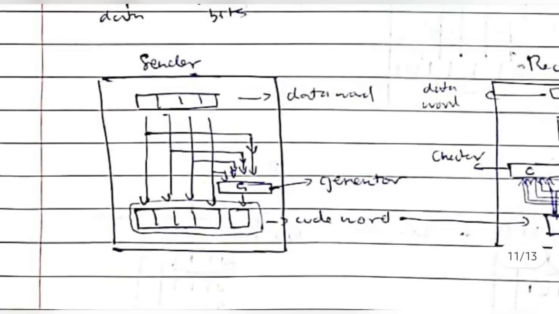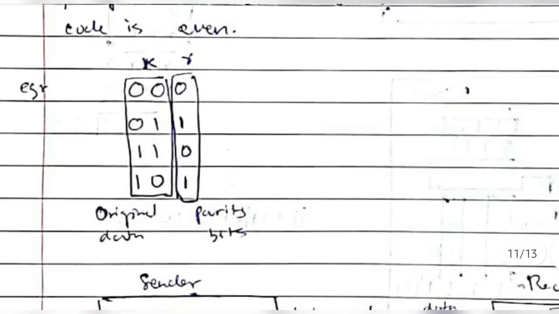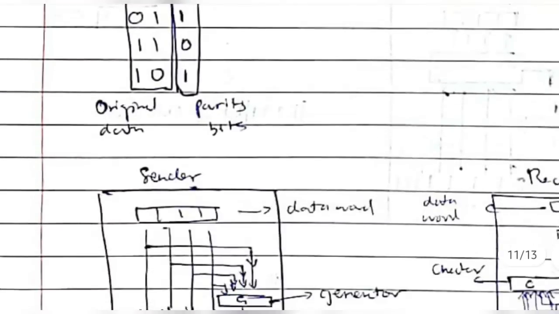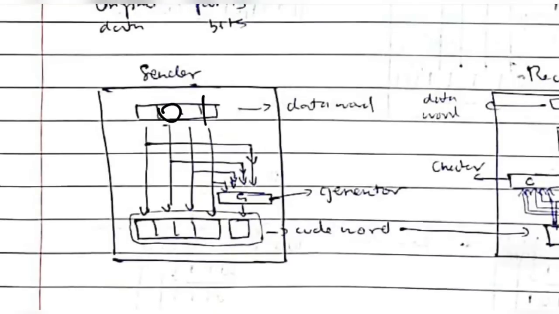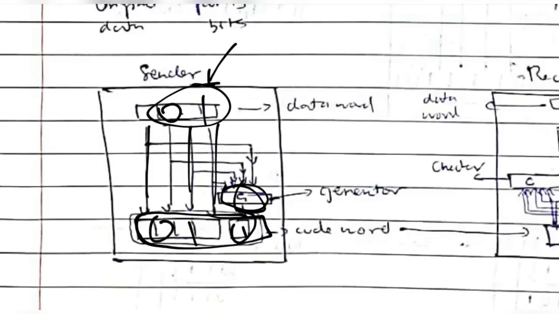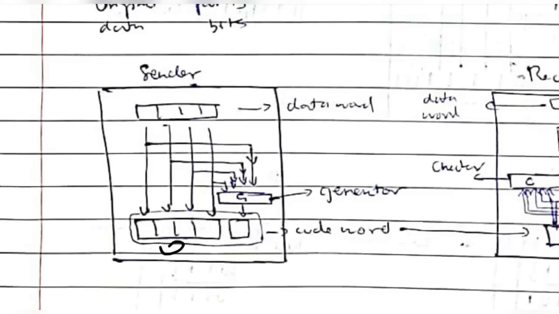See here, this is the data word which is sent, for example, 0 1. That is sent, and this will go to the generator, and the generator will generate either 1 or 0 based on how many 1s are there. In this case, a single 1 is there. To make it even, another 1 should be added, so the code word generated here will be 1. So the code will be 0 1 1, and this is sent to the receiver.